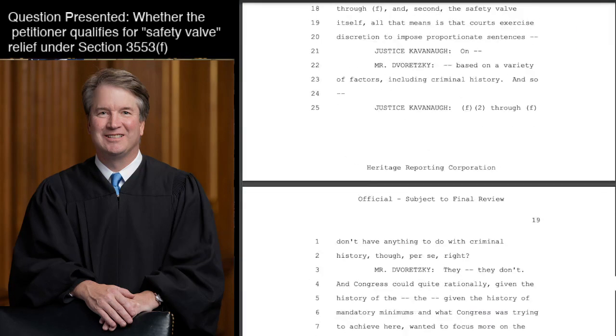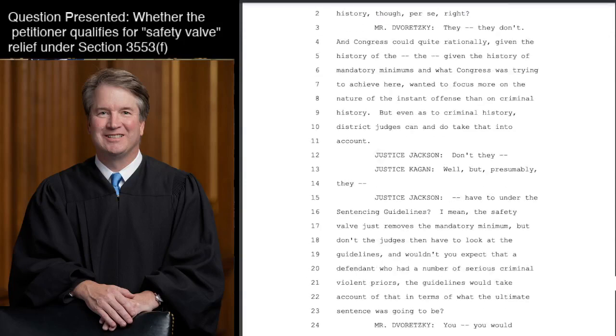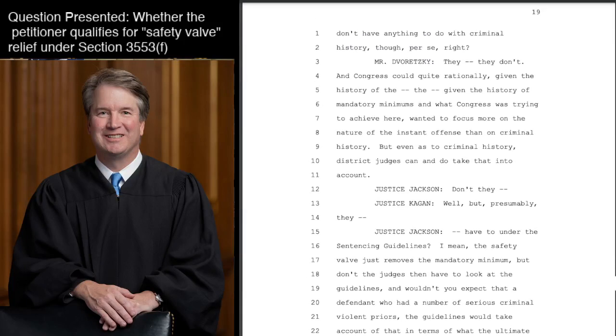F2 through F don't have anything to do with criminal history, though, per se. They don't, and Congress could quite rationally, given the history of mandatory minimums and what Congress was trying to achieve here, want to focus more on the nature of the instant offense than on criminal history. But even as to criminal history, district judges can and do take that into account.